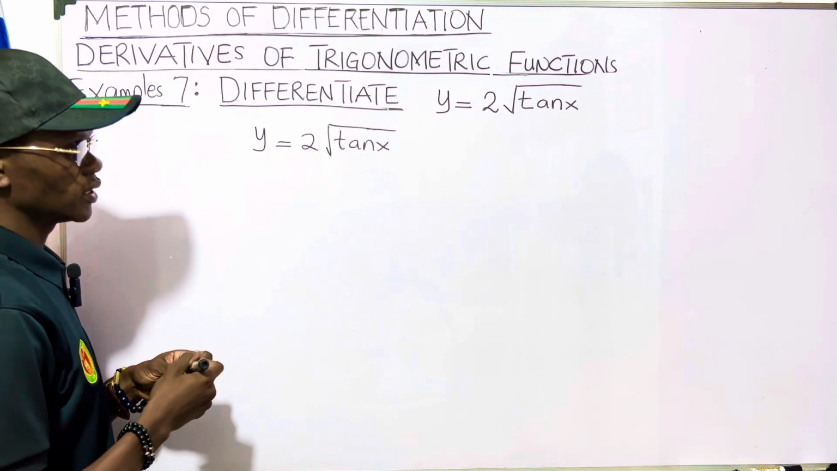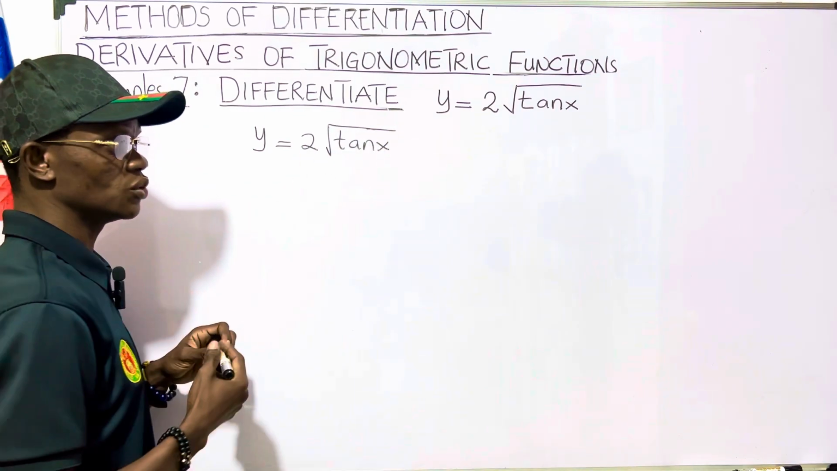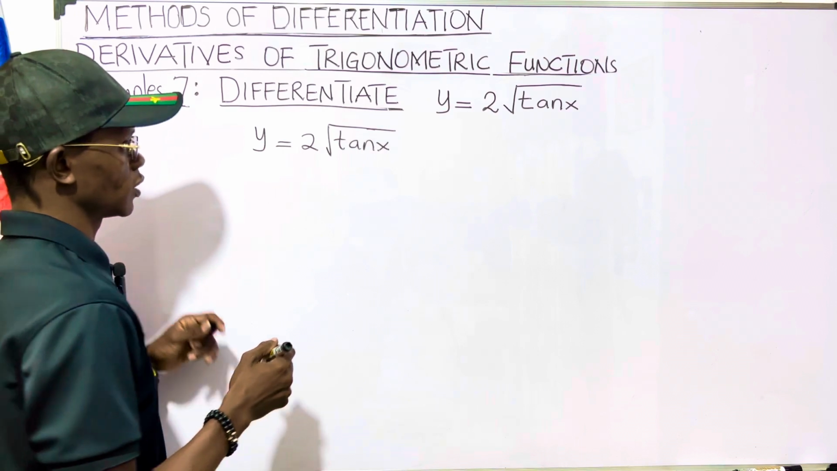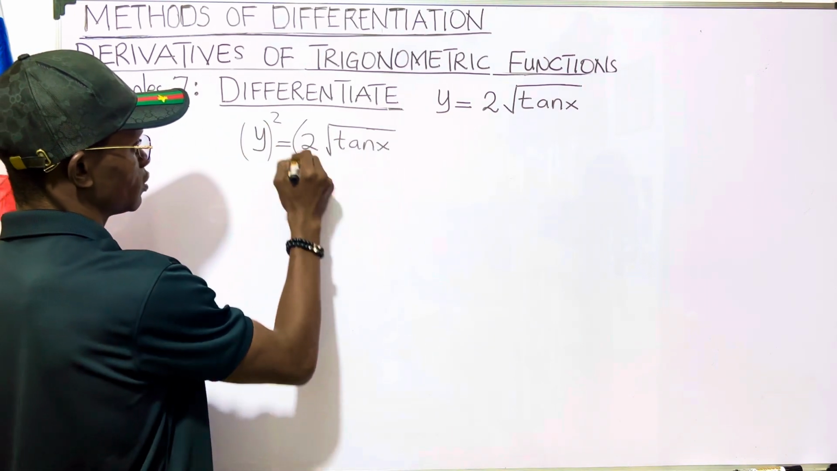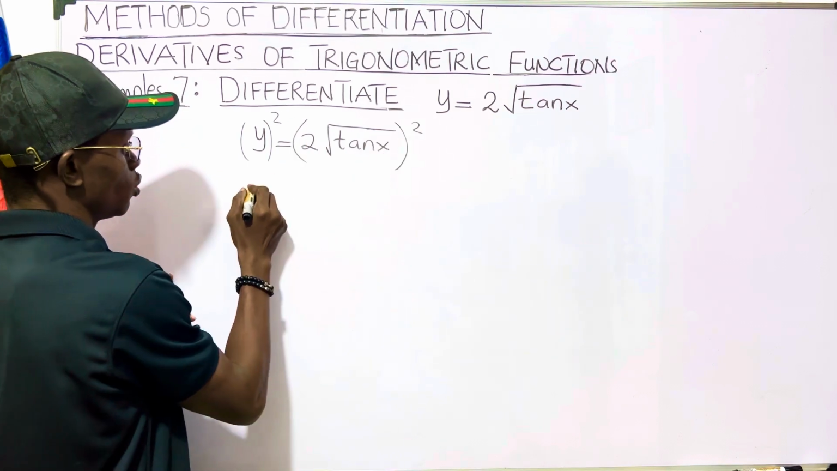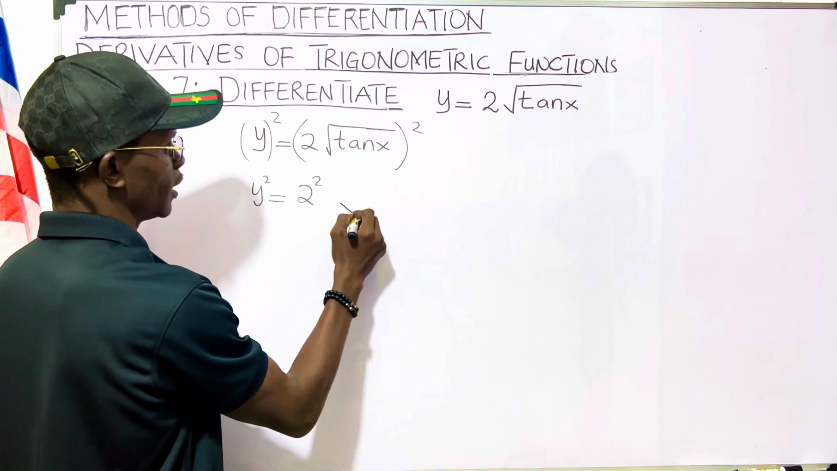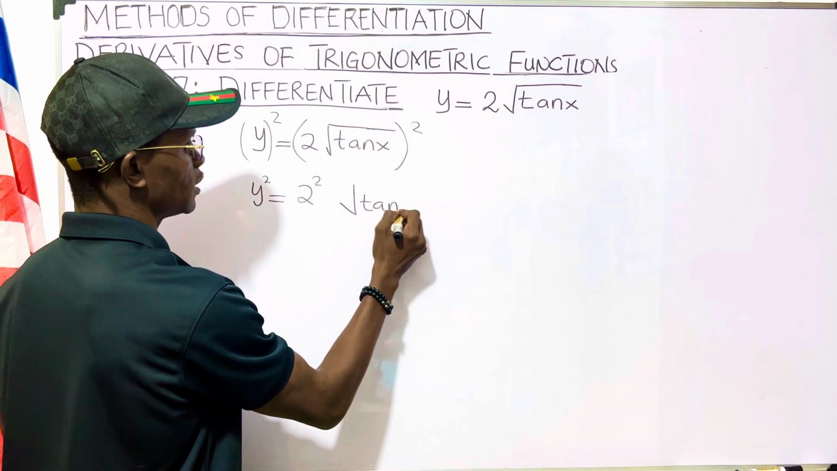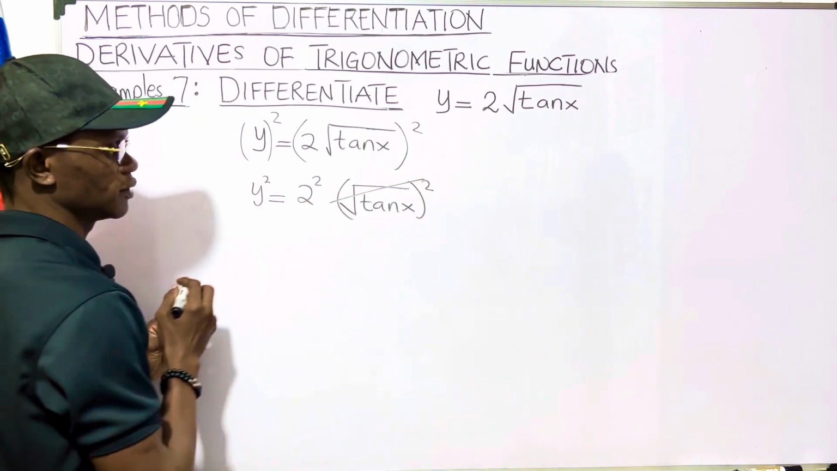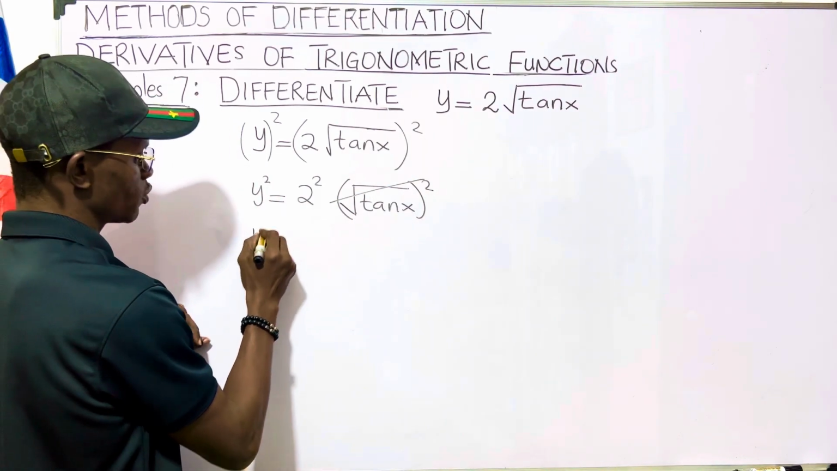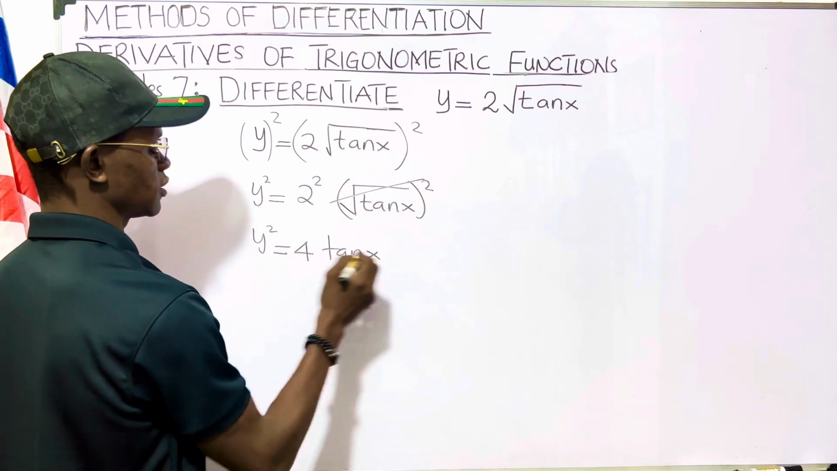So one way we can think of solving this problem is to just get rid of the square root and use implicit differentiation. To get rid of this square root, we must square both sides of the equation. So y squared now will be 2 squared times the square root of tangent of x, all squared. So this will cancel, and we have y squared equal to 4 tangent of x.